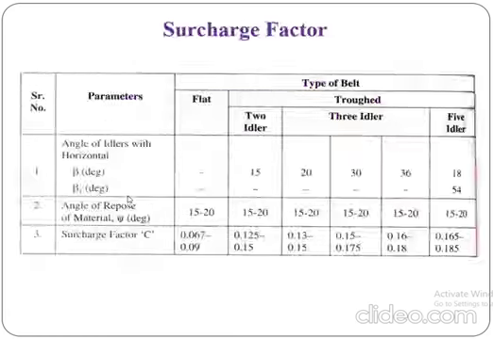Then this is the standard table for the surcharge factor. If you see the table, you will find the flat belt, 2 idler belt, 3 idler and 5 idler, as we have seen in the earlier slide. And the parameter, the angle of idler with horizontal, that is beta, if it is 15 or 20, so the angle of repose and angle of surcharge, or the surcharge factor C, can be varied depending upon the type of belt.